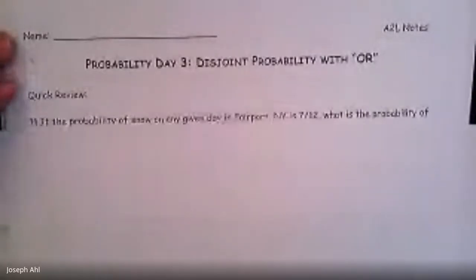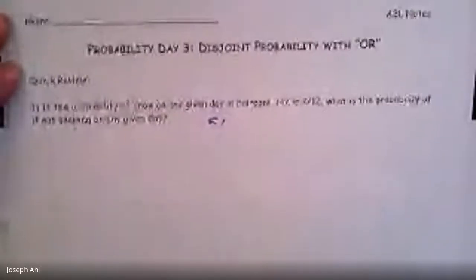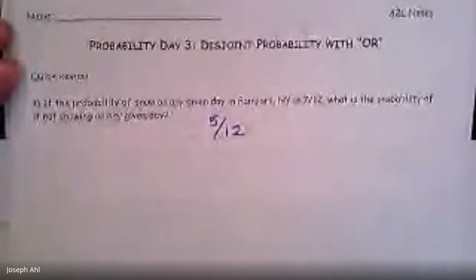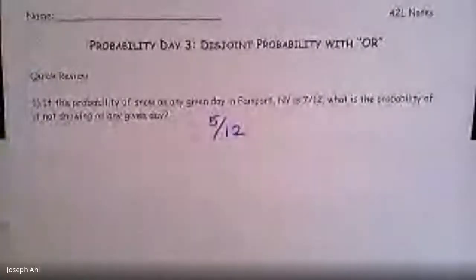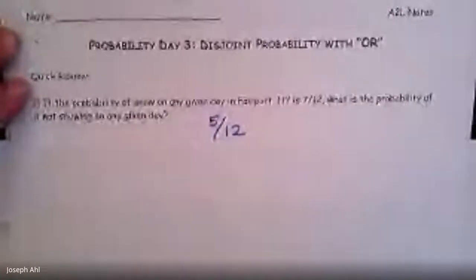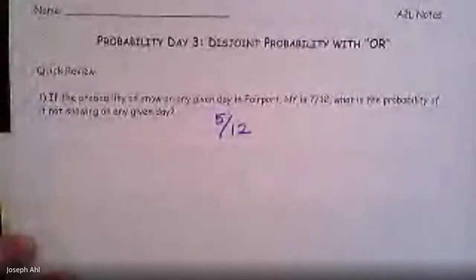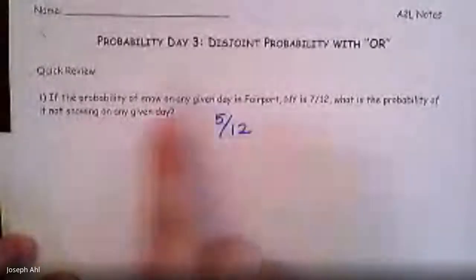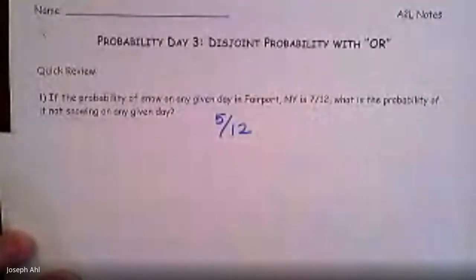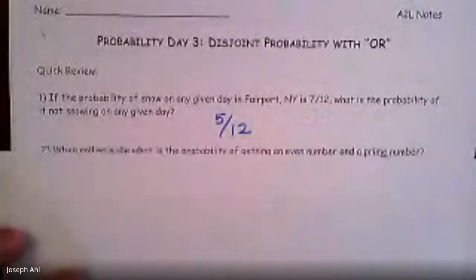Okay, here they are. Number 1, the probability of snow on any given day in Fairport is 7/12. What's the probability of it not snowing? Well, that would be 5 out of 12 then. We've done that same type of question with percents so far, so hopefully that makes sense to you, that the probability of it not snowing and the probability of it snowing has to add up to a total of 12 out of 12 or 100%.